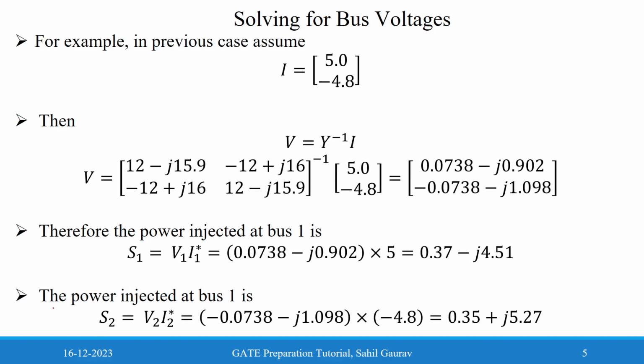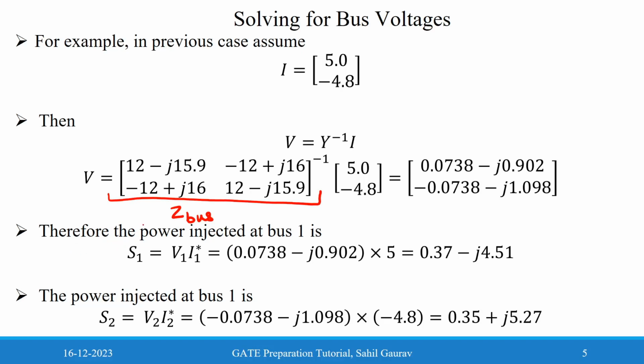Similarly, we can solve for the bus voltages if we are given the current injected at the respective buses. Here we are given the current injected at bus 1 and bus 2 as 5.0 and minus 4.8 respectively. So you can find the bus voltages by using this expression, Y inverse, which is the bus impedance matrix Z bus. The bus impedance matrix multiplied with the current injected matrix gives the voltage at different buses.